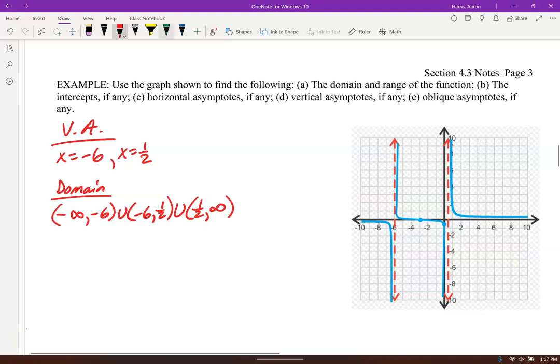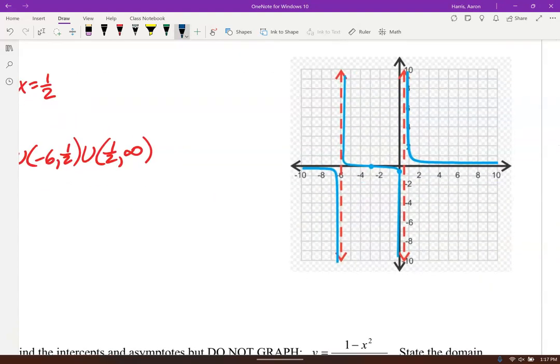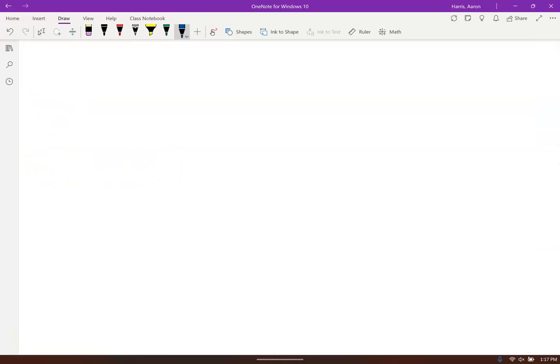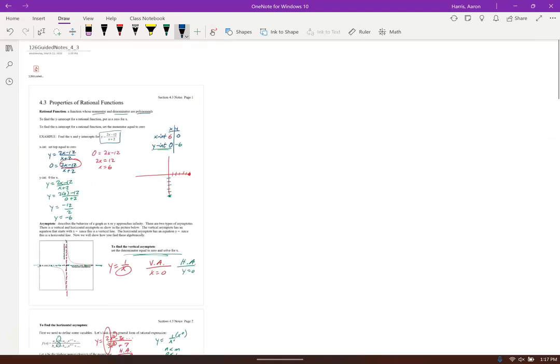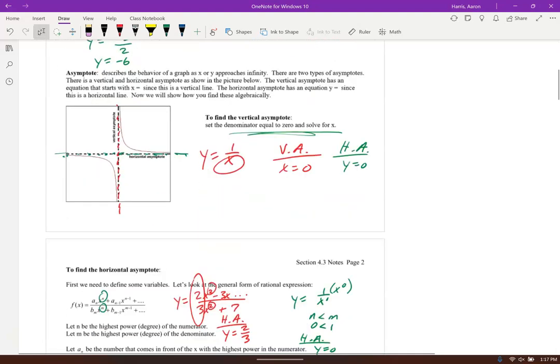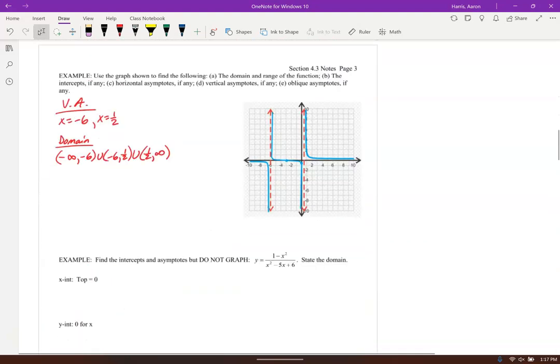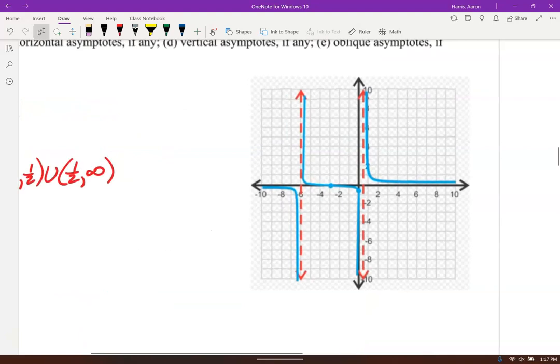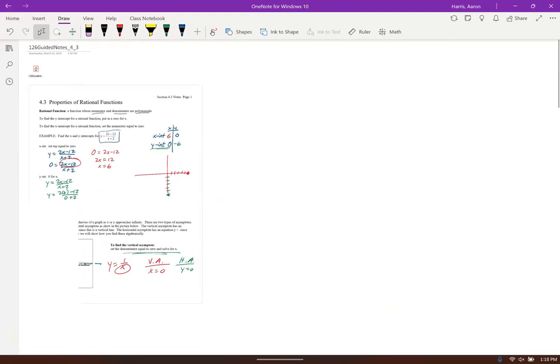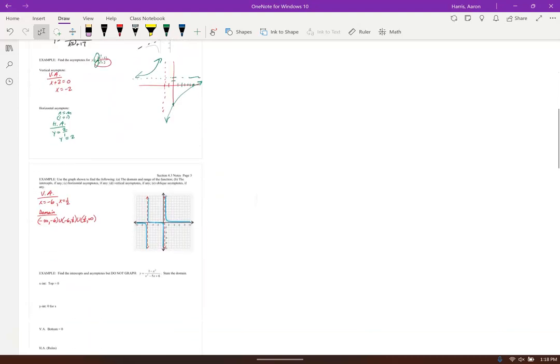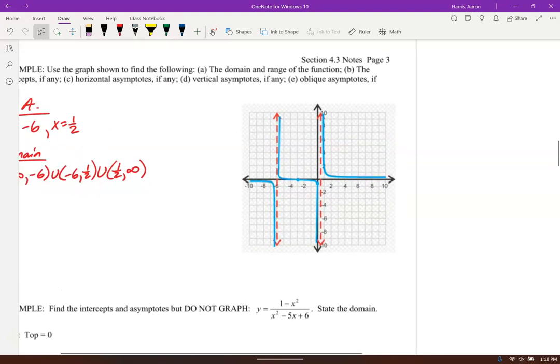Now the horizontal asymptote, can you see in blue here, as I move out, oops, what happened to it? Try that again. Oh my gosh, what's wrong with this thing? Okay, there we go.